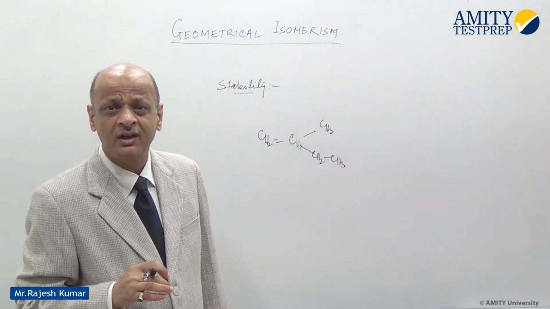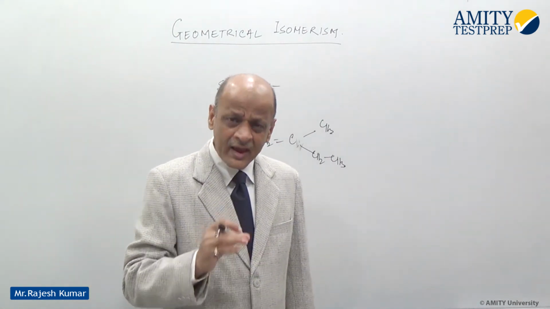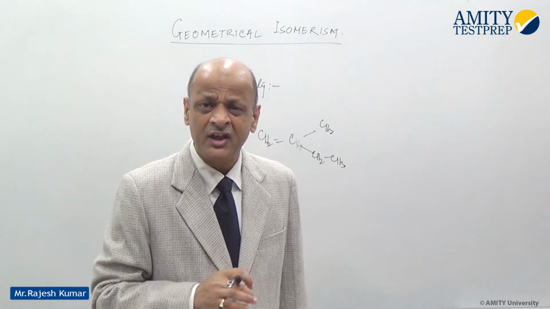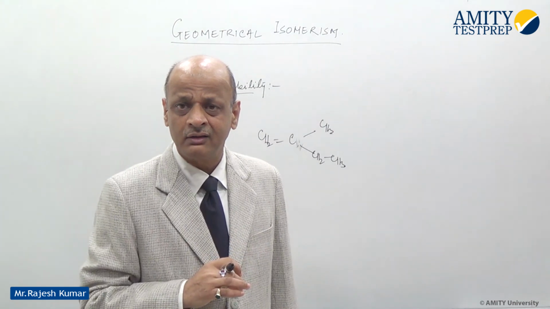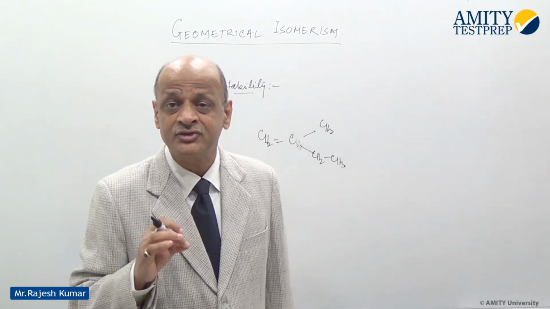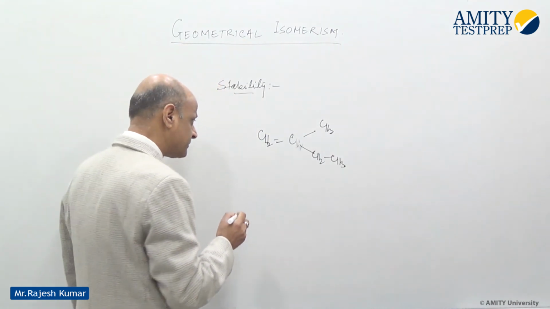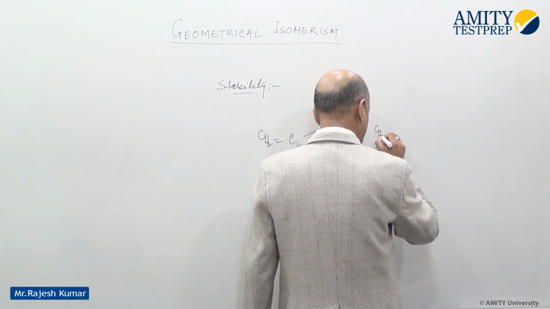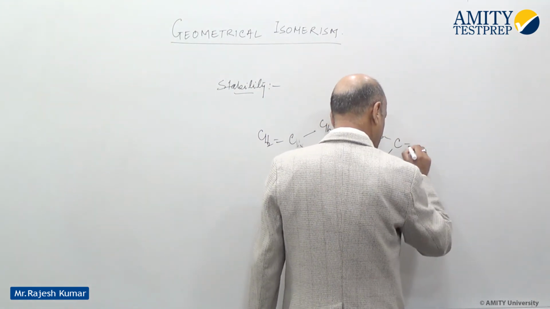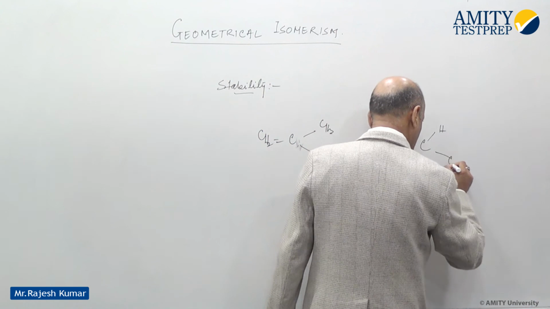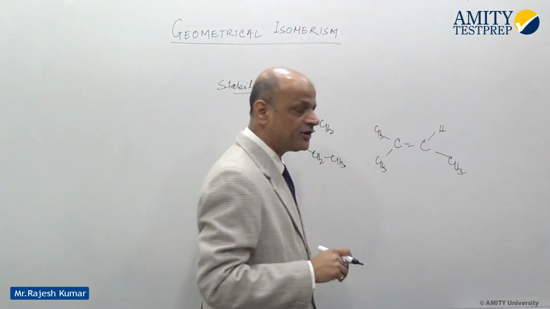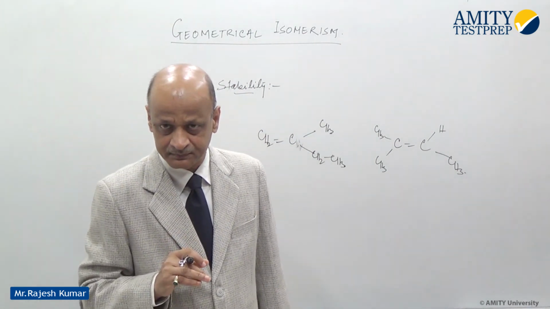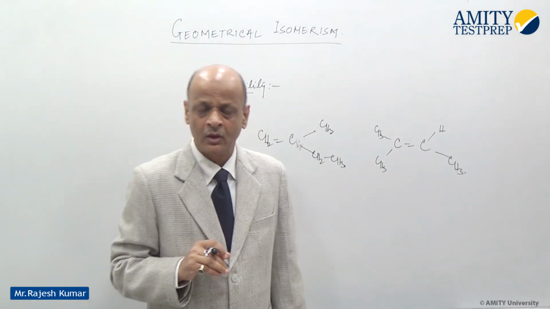Next point, if like groups are present either on one carbon or both carbons, in case of an internal alkene, they also do not exhibit geometrical isomerism. As for example here, this type of internal alkene never exhibits geometrical isomerism. Okay.